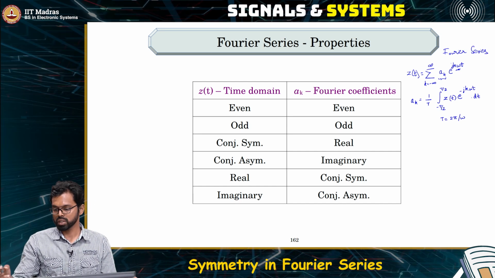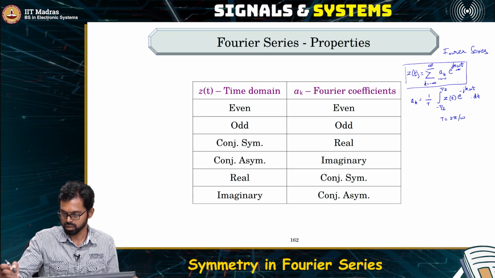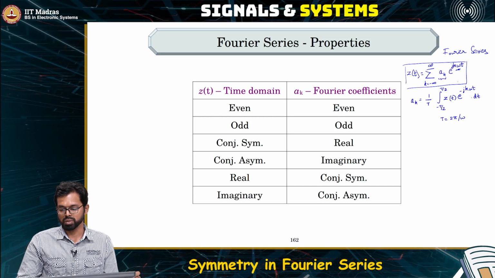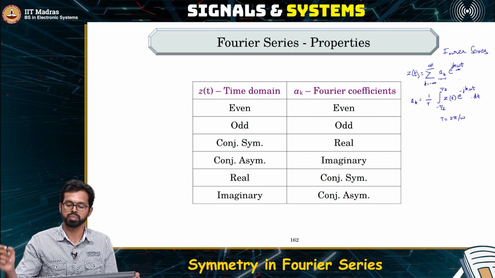Why is it called the Fourier series? Because we decompose the given signal as a series, a sum of phasors, right? And it was first discovered by Fourier, so we call this the Fourier series.